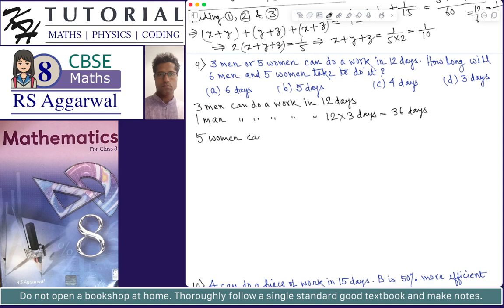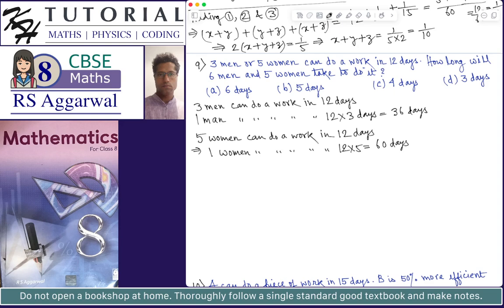Similarly, it is given that five women can do the work in 12 days. This implies one woman can do the work in 12 into 5 equals 60 days. So we know now that one man can do the work in 36 days and one woman can do the work in 60 days. Okay.